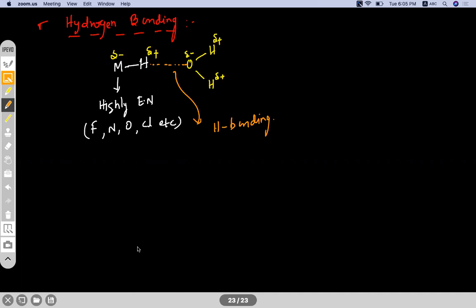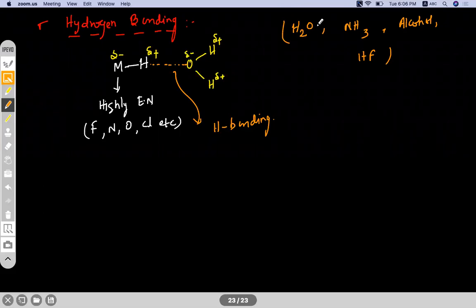So hydrogen bonding, first of all, hydrogen is involved, but hydrogen must be attached to the electronegative element. So it is an electrostatic force of attraction between hydrogen and an electronegative element, but this hydrogen, which is involved in hydrogen bonding, must attach with an electronegative element. Understood this? So this hydrogen bonding is possible in a molecule like H2O. In water it is possible. In NH3 it is possible. In alcohol it is possible. HF, hydrogen fluoride, it is possible. So there are many examples for that. This happens because of the high electronegativity of the atoms attached to the hydrogen atom.